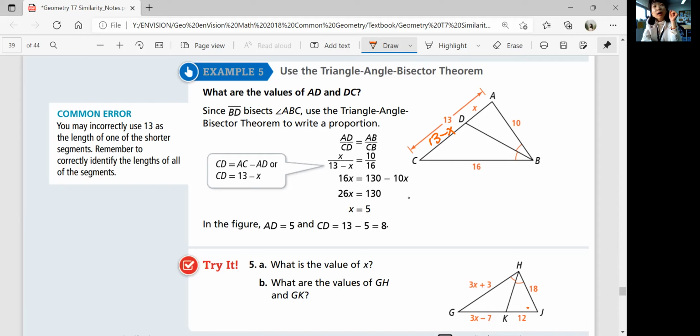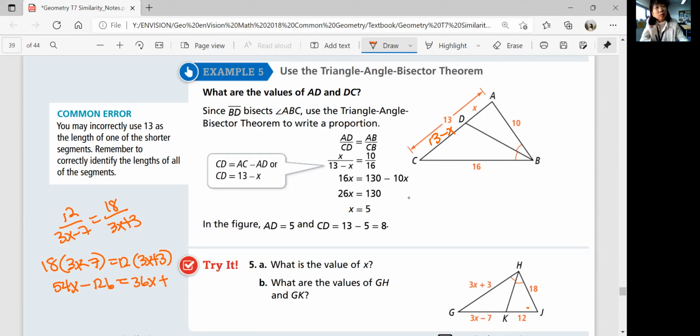Okay, so try number 8. 12 over 3x minus 7 is equal to 18 over 3x plus 3 using the triangle angle bisector theorem. And then you cross multiply to get 18 times 3x minus 7 is equal to 12 times 3x plus 3. And then you use the distributive property to multiply that out. 54x minus 126 is equal to 36x plus 36.